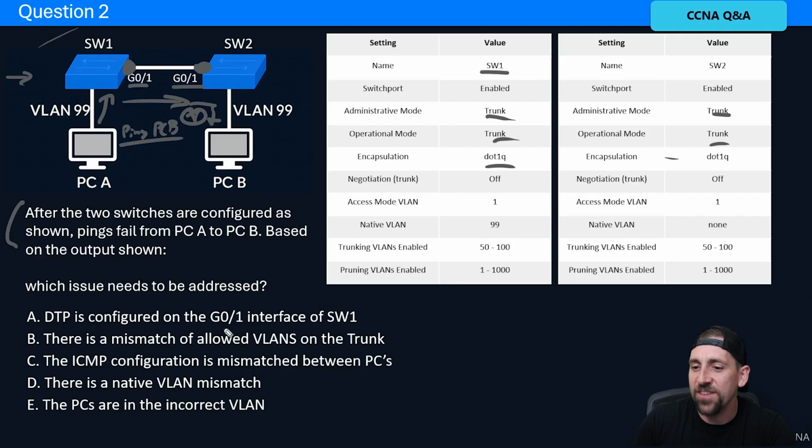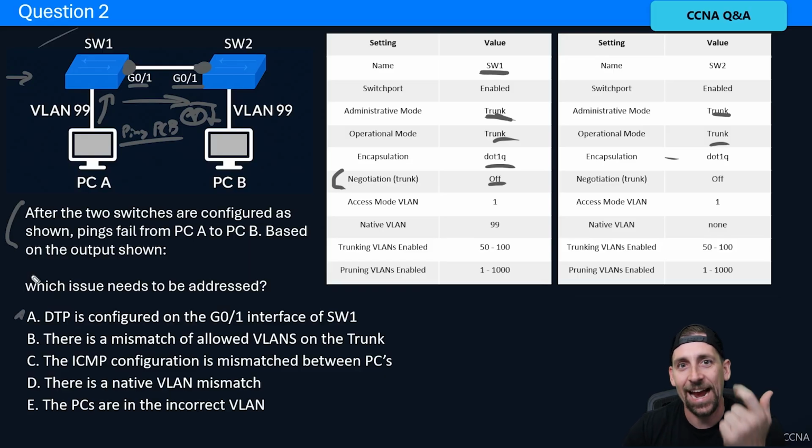DTP is configured on the Gi0/1 interface of switch 1. So we look at switch 1. DTP is the Dynamic Trunking Protocol. This negotiates trunks between switches in a Cisco environment. And so this is trunk port negotiation. DTP is off. Also, we have trunk administratively set up, so we don't need to do negotiation. We set this up as a trunk. DTP is not going to cause us any issues here. It is off, and the trunk ports are assigned already, so we're good.